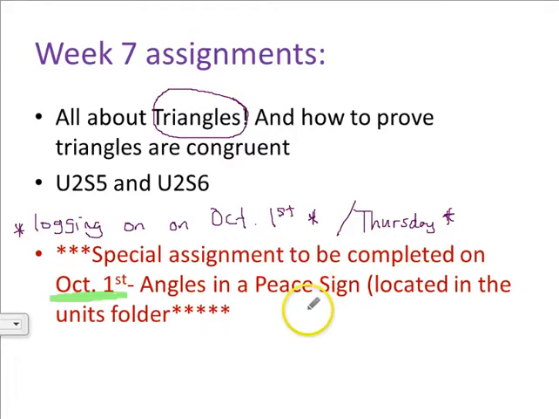So I do have a special assignment to be completed on October 1st. It's kind of a different, fun type of assignment where we're going to look at angles and a peace sign. And you can find that in the units folder. So just make sure that you're completing this assignment on October 1st, Thursday.